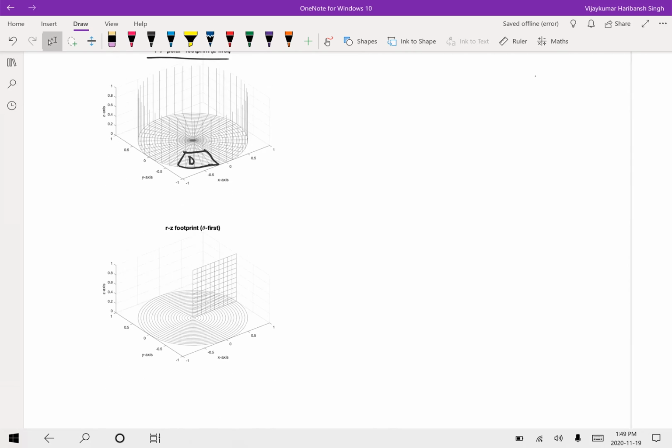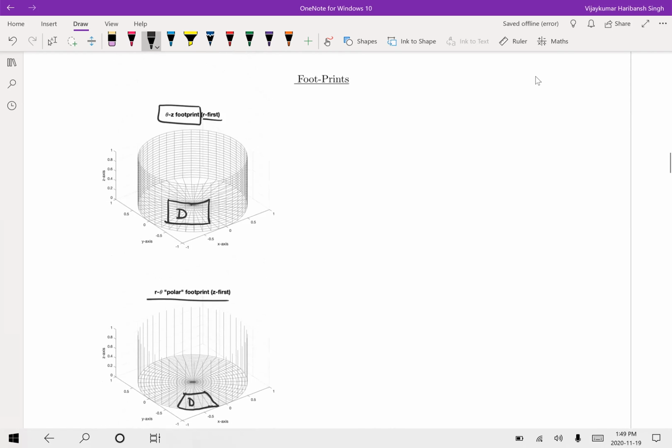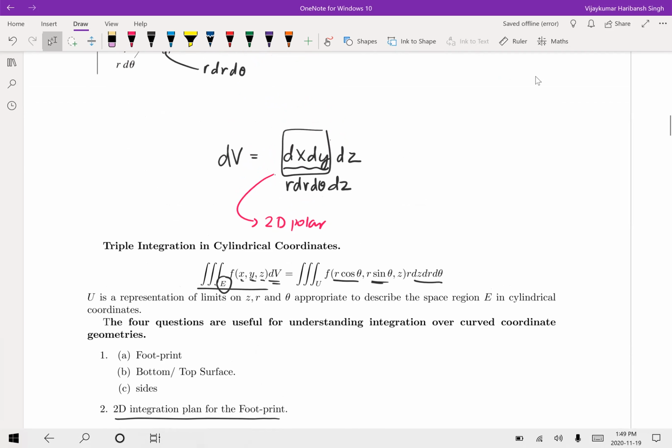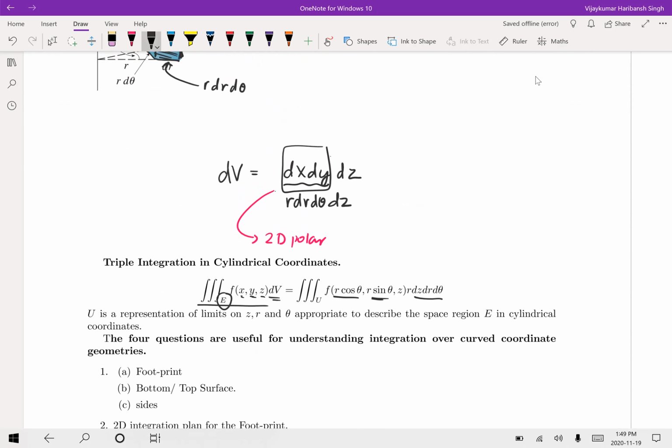Next would be theta first. So you've already decided what angle it will be, and then the footprint would be in the r z plane, of the following form. So these are the different footprints we get depending on what we choose first. The footprints are for the 2D region. Again, recall that whenever we had a triple integral, we converted it into a double integral, right?